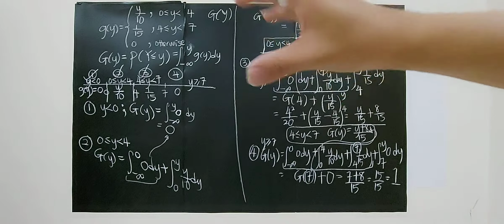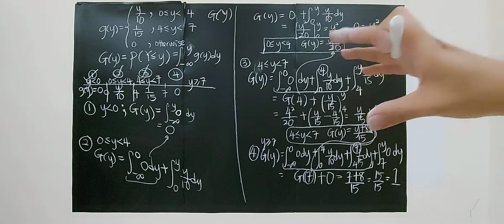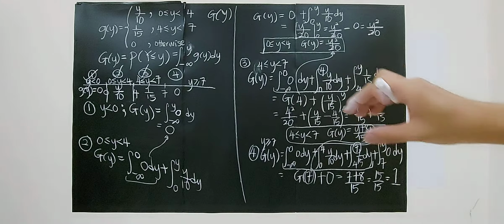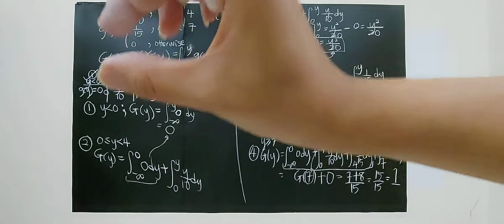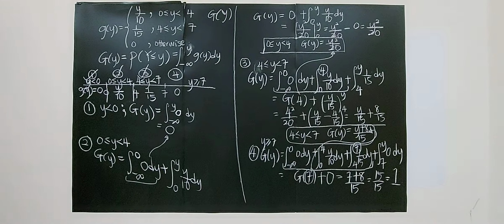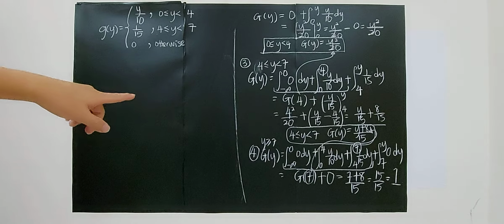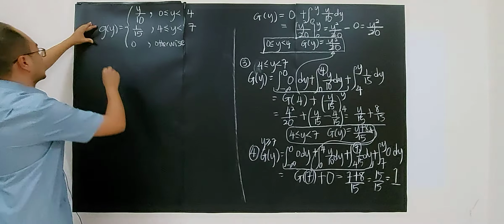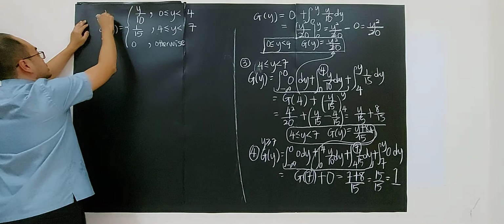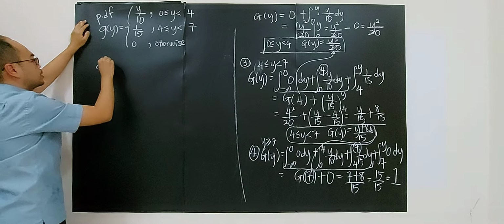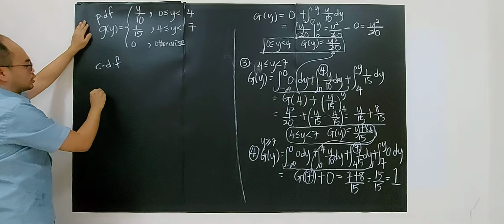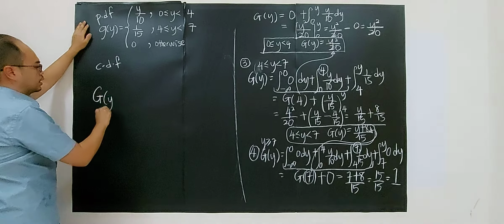Now I'm going to summarize this. Hope you really understand this, right? Now I'm going to summarize this in the form of a piecewise function, the cumulative distribution function. So I have erased all this. You have to know that this is a probability density function, and now we are going for the cumulative distribution function. So it's a capital letter G(y), right?